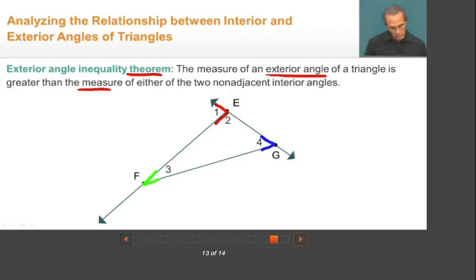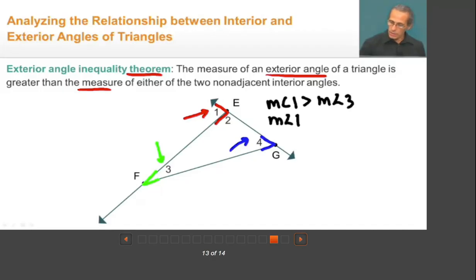Well, what does this mean? Well, it should follow that the measure of angle 1 is going to be greater than either the measure of angle 3 or the measure of angle 4. Either one. Because we know the measure of angle 1 is equal to the measure of angle 3 plus the measure of angle 4, the sum of the two remote interior angles. So that means we can write that the measure of angle 1 is going to be greater than the measure of angle 3, and the measure of angle 1 is also going to be greater than the measure of angle 4.